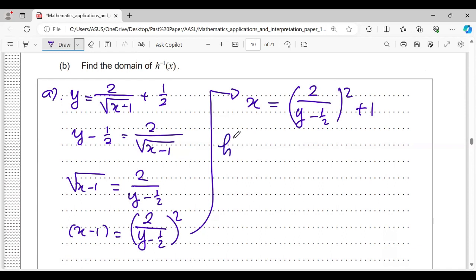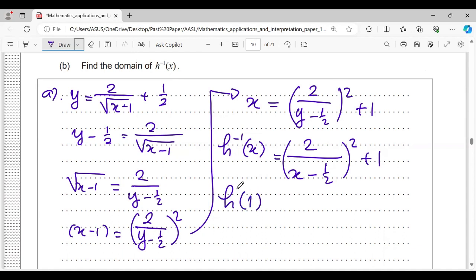So inverse of h(x) equals 2 over x minus half squared plus 1. If x equals 1, it is 2 over 1 minus half, which is 4, so 4 squared is 16, plus 1 equals 17.